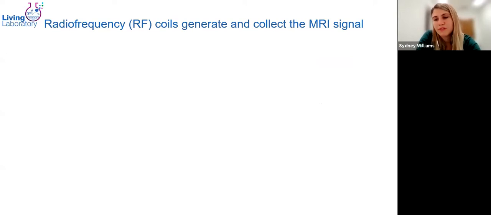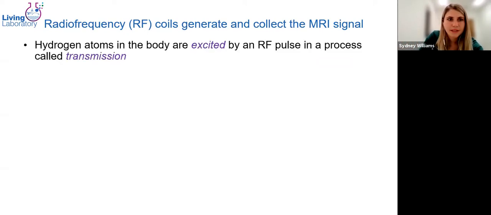And those are really important for generating this signal that I'm talking about that we use to create an MR image. So as I mentioned previously, we have our main magnetic field, and that has already aligned all the hydrogen atoms in our body along the same direction. But now we need them to do something so that we can measure a signal. That's where the RF coil comes in. So basically, the RF coil excites, or kind of knocks off, all of the hydrogen atoms in our body. And that's a process that's called RF transmission.